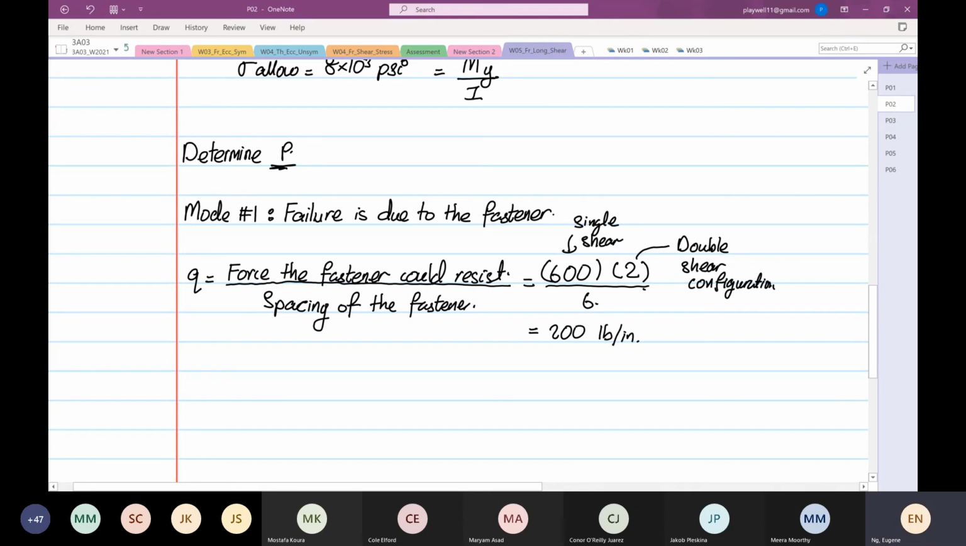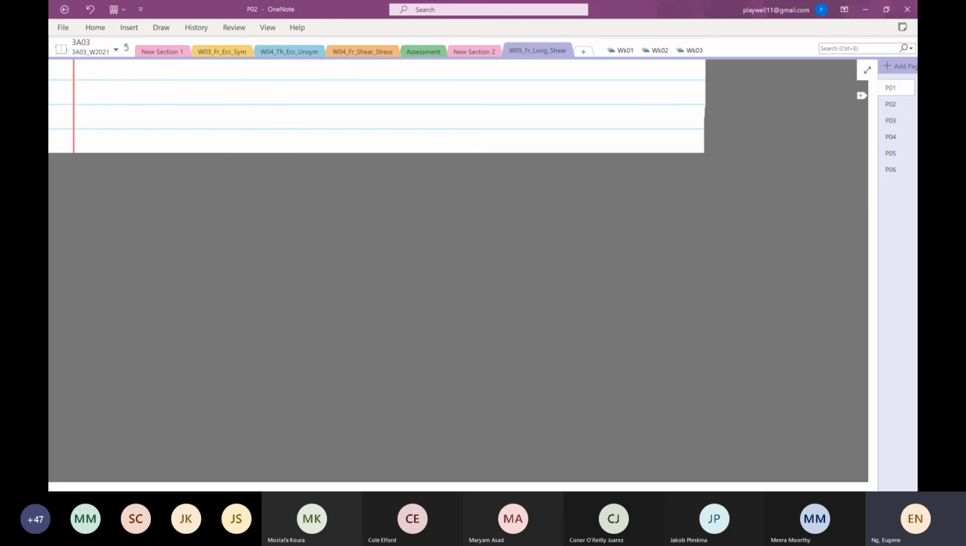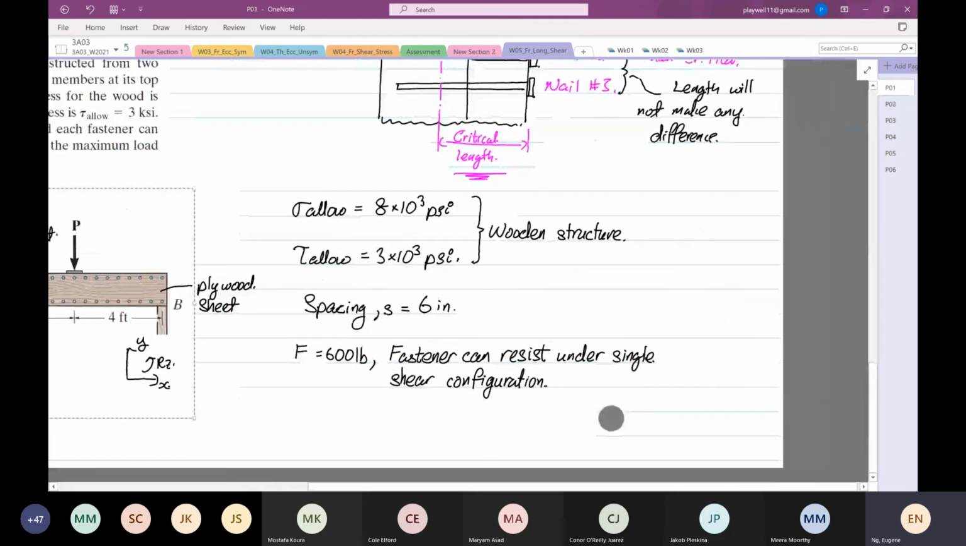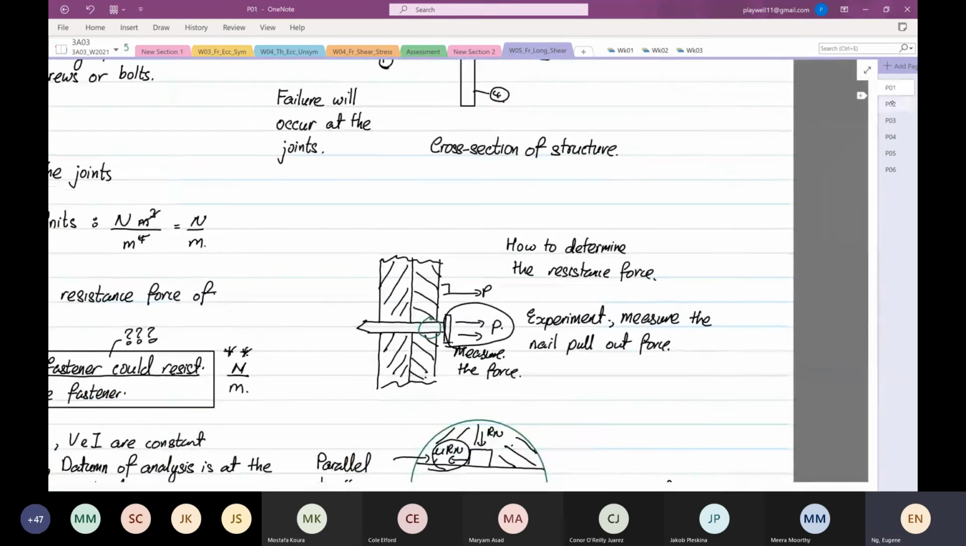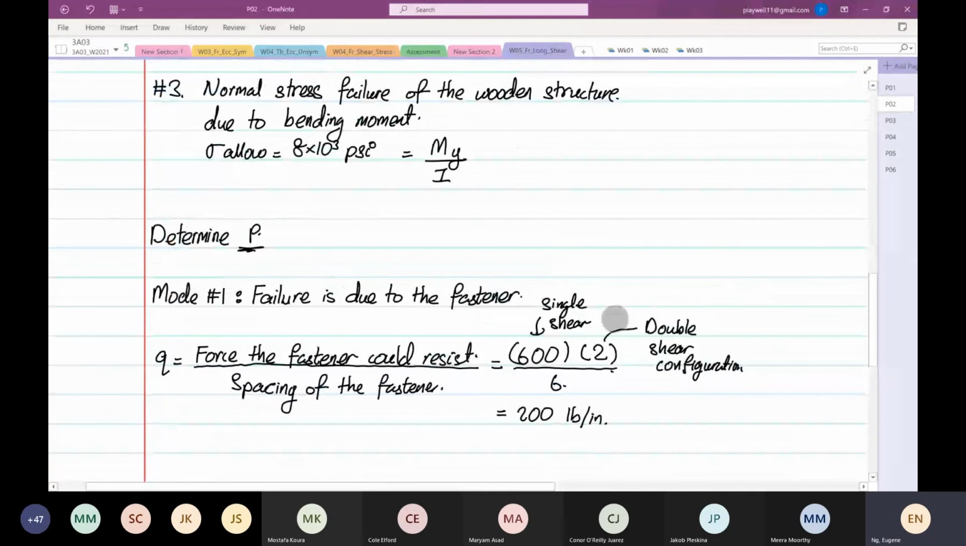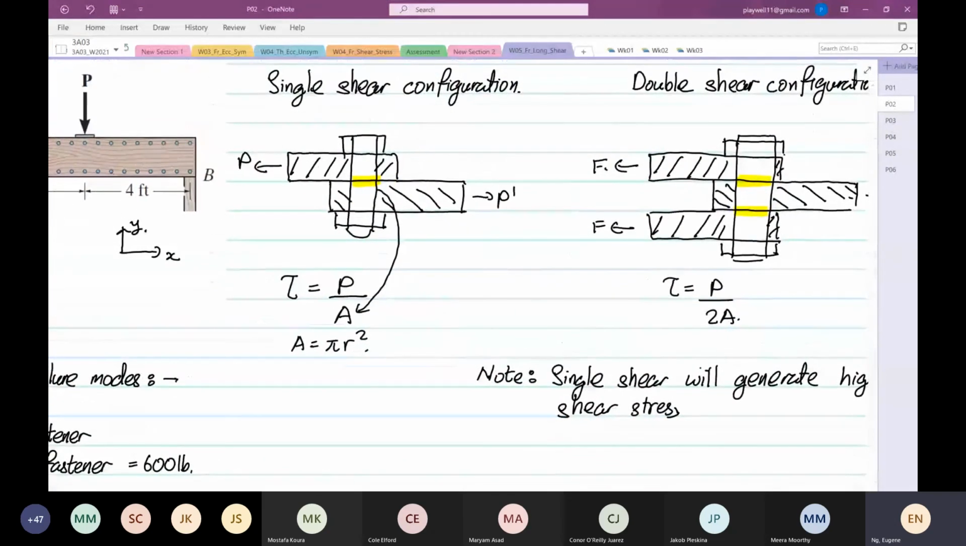Now, are you okay with why double shear is times 2? If not, if you look at the previous, where did we do single shear, double shear? So if we look at single shear and double shear, in single shear the force P is equal to tau multiplied by A, right? Double shear, the load P now is equal to 2 tau multiplied by A. This is where the 2 comes in. Are we clear? Okay, makes sense, right?